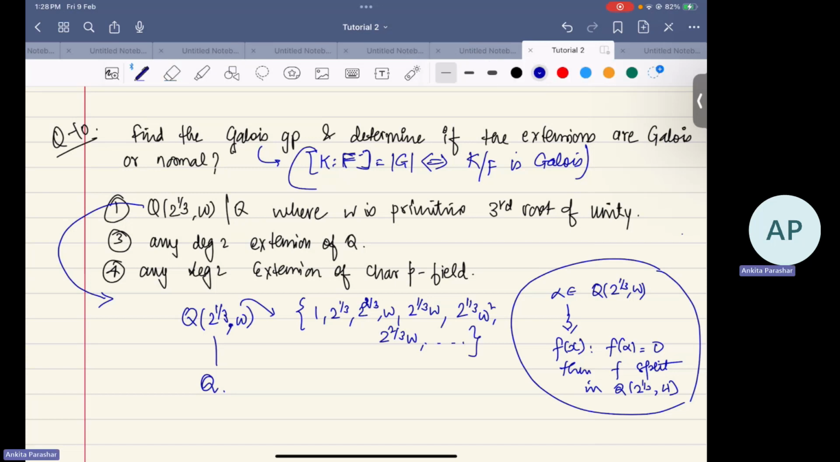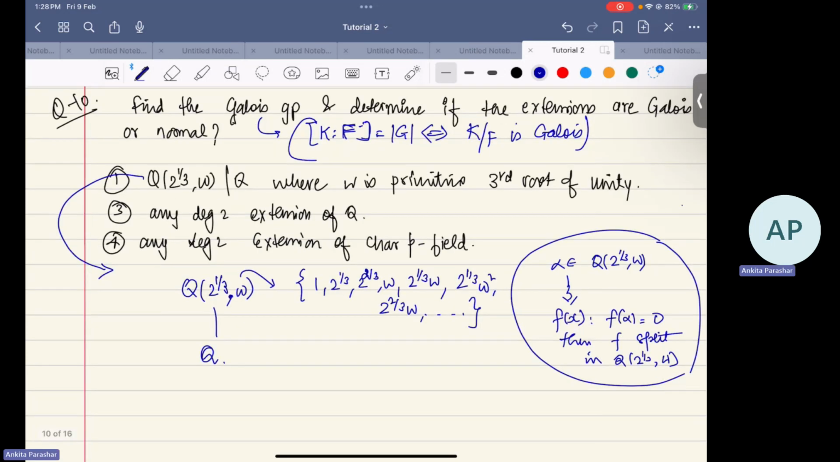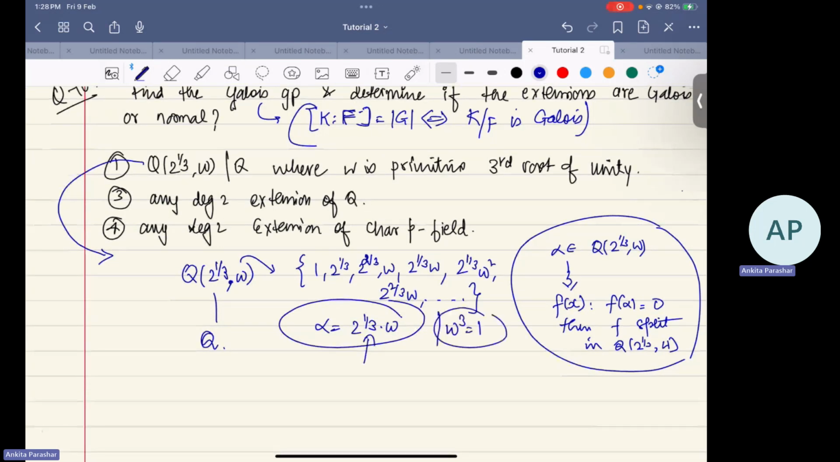Right, like this, we have elements in this. You choose any. Okay, let's say alpha is 2 power 1 by 3 omega. Suppose you choose this as an element. Can you tell me the irreducible polynomial satisfied by this, where omega is the cube root of unity, the primitive third root of unity, in fact? Yeah, so it will be nothing but x cube minus 2, right? This is irreducible over Q.